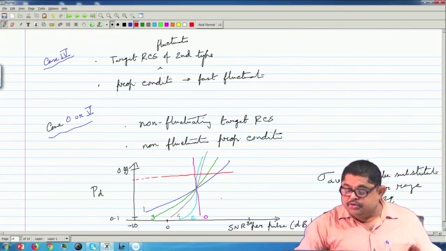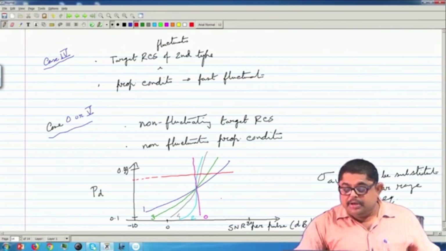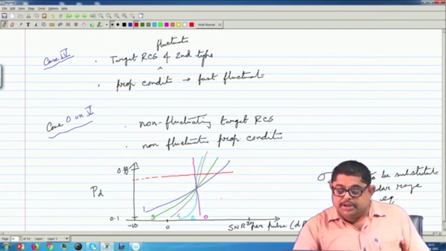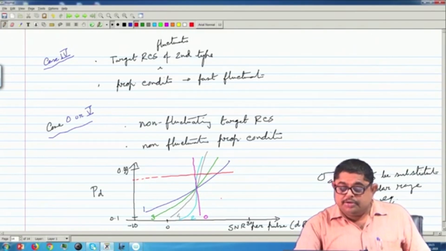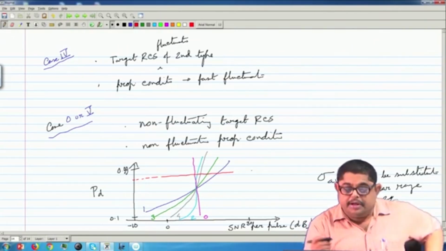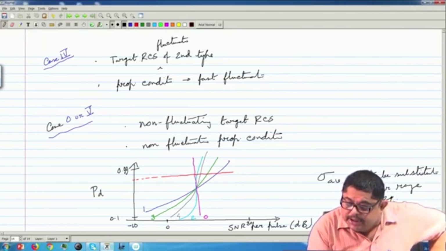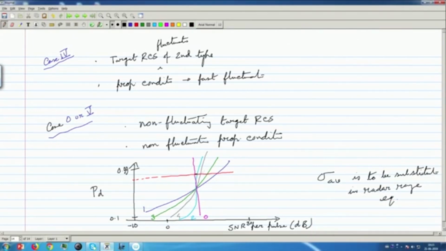And fluctuating targets will require more SNR than the non-fluctuating case, as you can see from the 0 model. So for any given PD, you always see some extra SNR is required. Here, for this PD, this is the extra for model 2, this is the extra for model 4, this is the extra for model 3, and this is the extra for the other model.